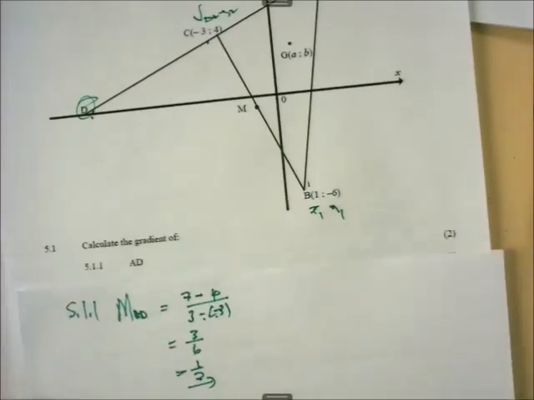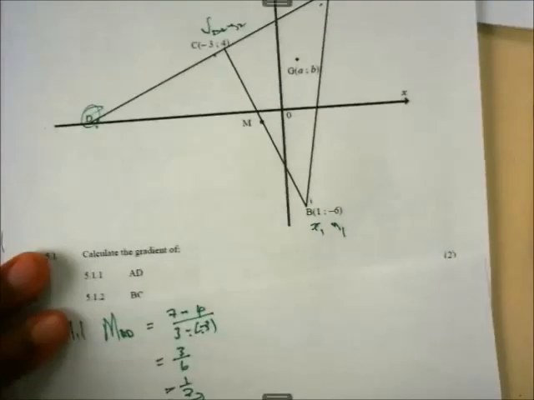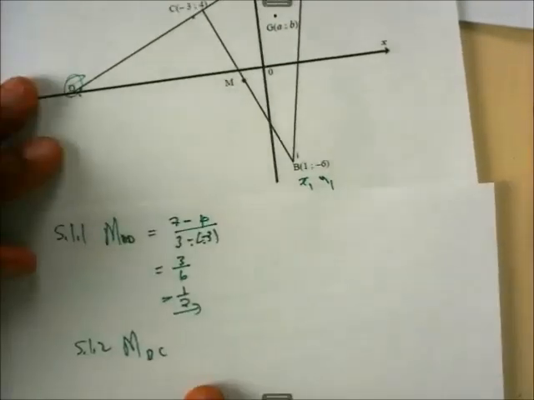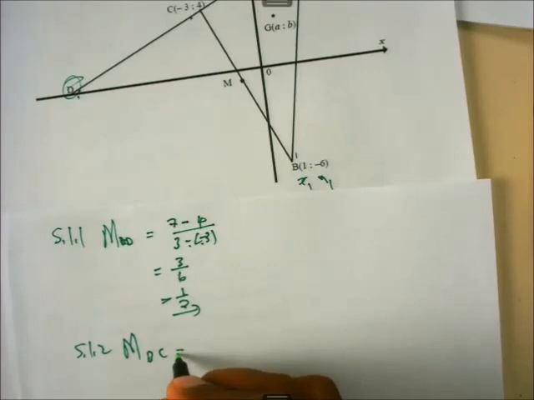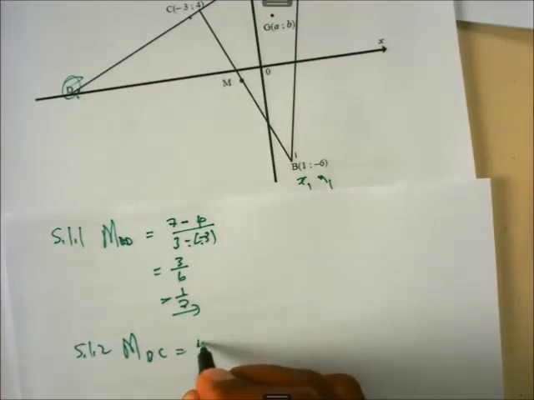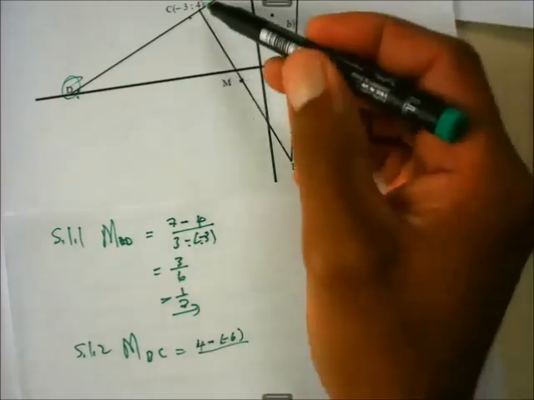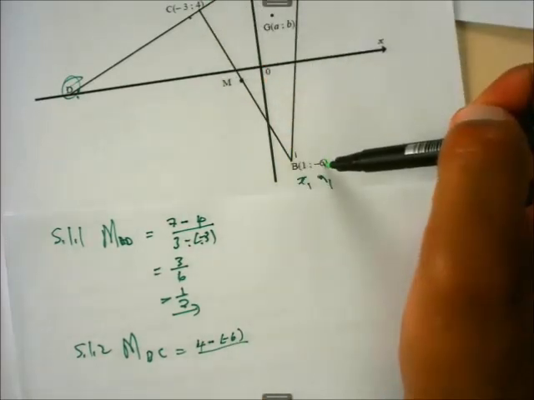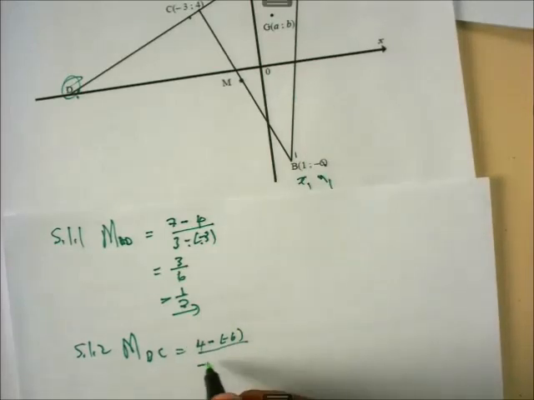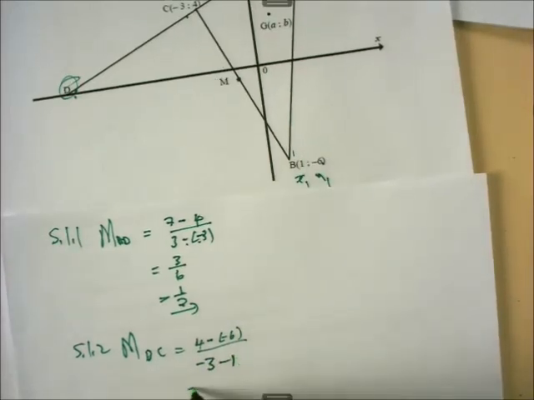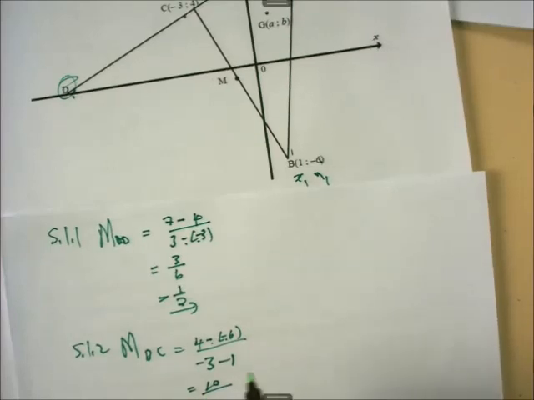5.1.2, boys and girls, now the gradient of BC. The gradient of BC, now we have what? We have y2 there is a 4 minus 6. Good. That is a 4 minus 6. We divide it by what? Minus 3 minus 1. And now the answer there, 4 negative times negative is a positive. Now 4 plus 6 is a 10. We divide it by minus 3 minus 1. Of course, that will be a minus 4.